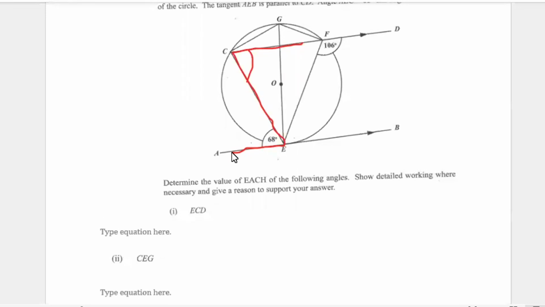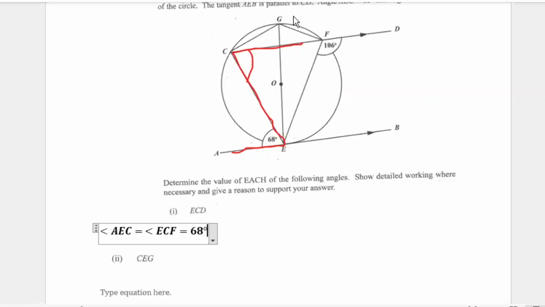Because it's a Z angle. Thank you. This is a Z angle, or they are corresponding. So angle AEC is equal to angle ECD, which is equal to 68 degrees.